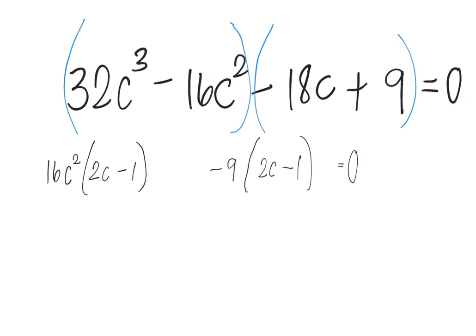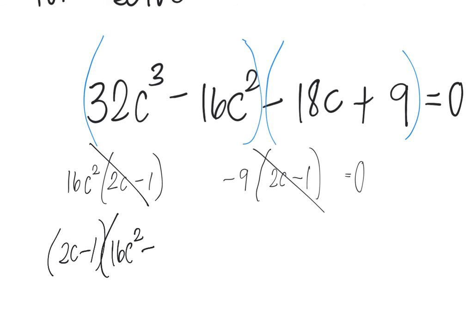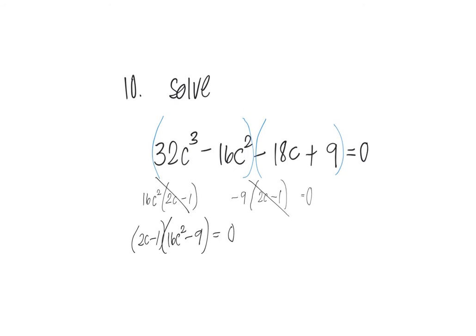So when you factor by grouping, what you should be left with, if you've done it correctly, is the same thing. Since I'm left with the same thing, 2c minus 1, I can take that out. And if you take that out, what are you left with? 16c squared minus 9 equals 0. So we've done some factoring at this point.